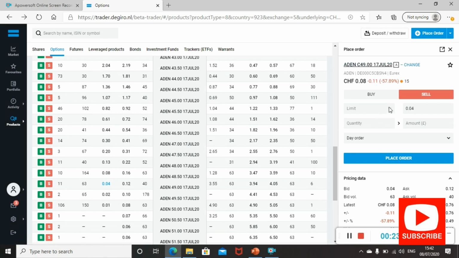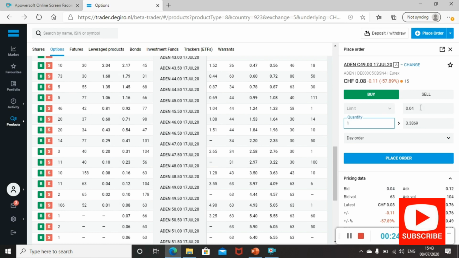You only have one order type in this case, which is the limit order. You can then set your price. If you desperately want the contract, then obviously you're better off going with the higher price, 0.12. That's a price that sellers are willing to accept. If you're not so sure and you want a better deal, then you should be closer to the 0.04.